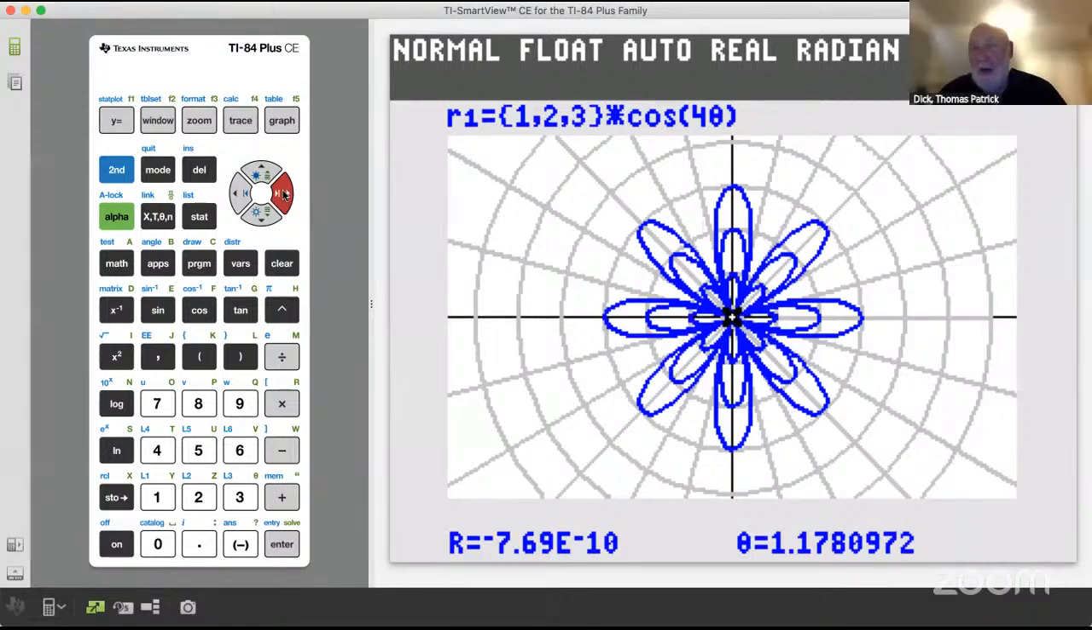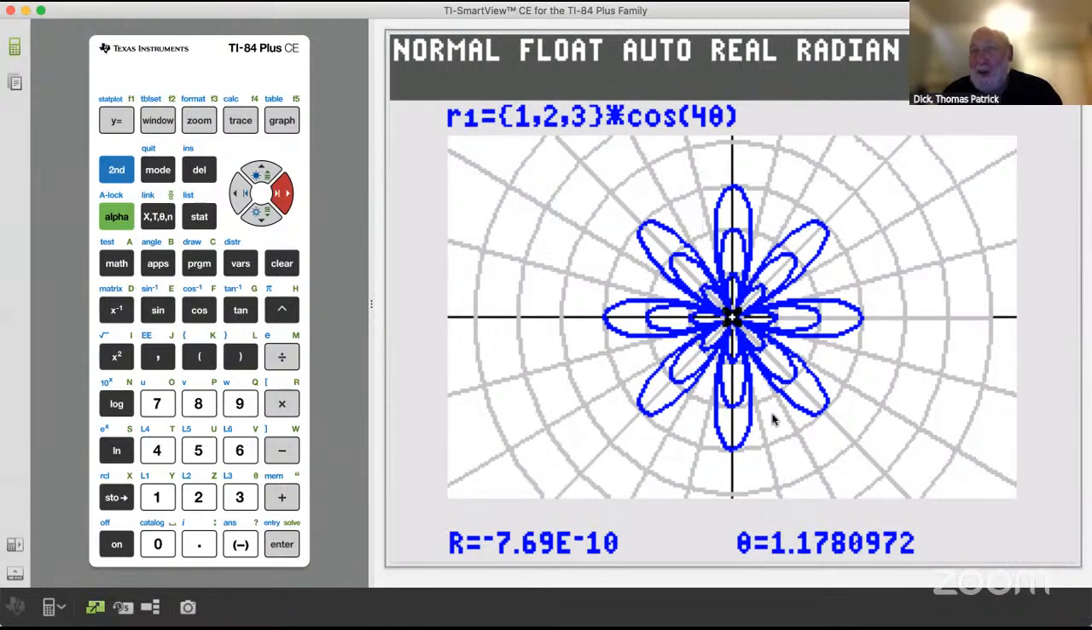And I know folks whose students have just gone to town with polar plotting, just in terms of generating cool pictures. It gives you a flexibility. Like this is really lots of symmetry going on with this picture, and very neat.